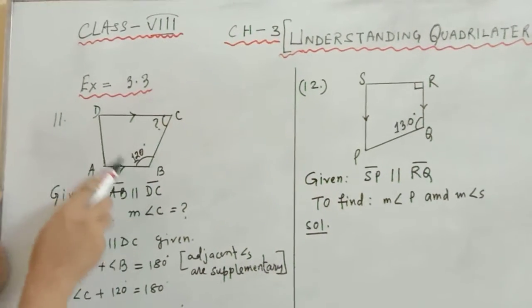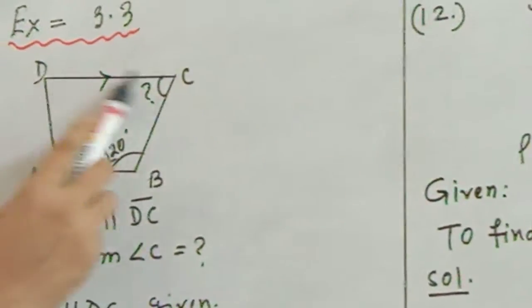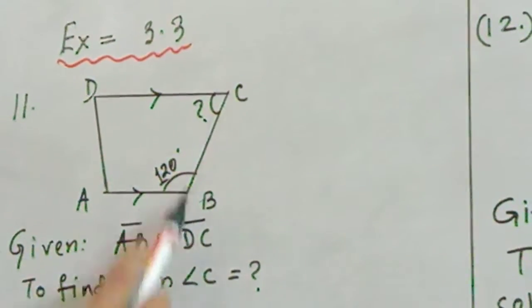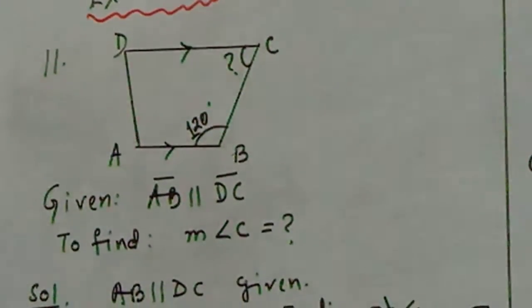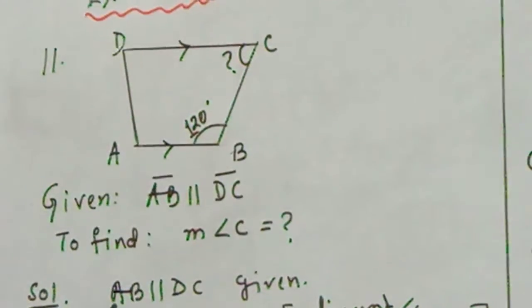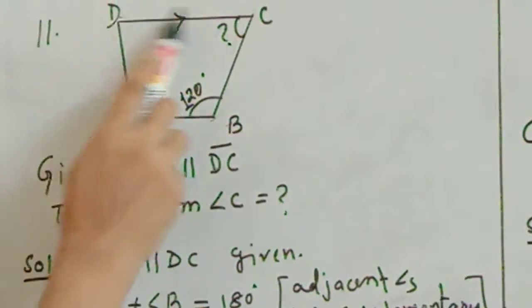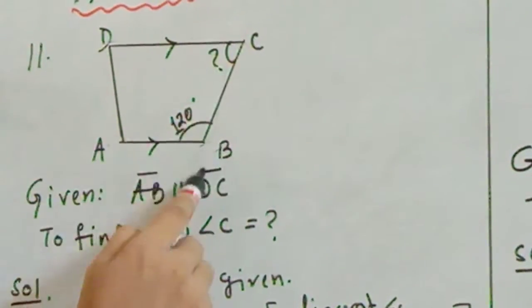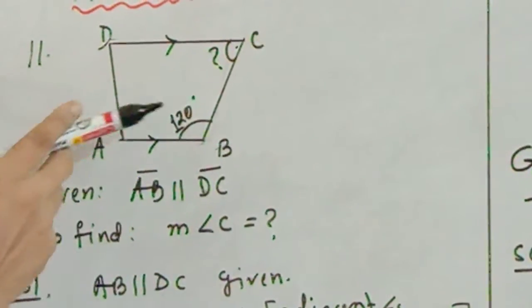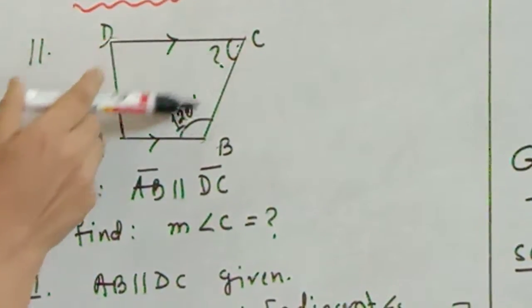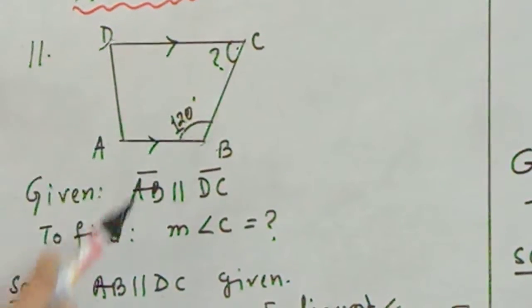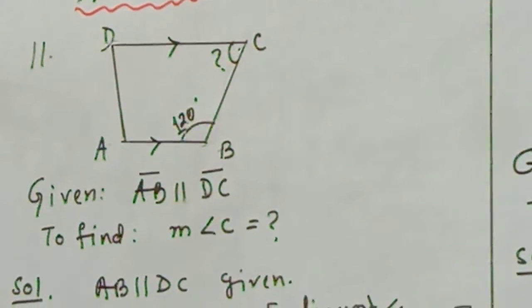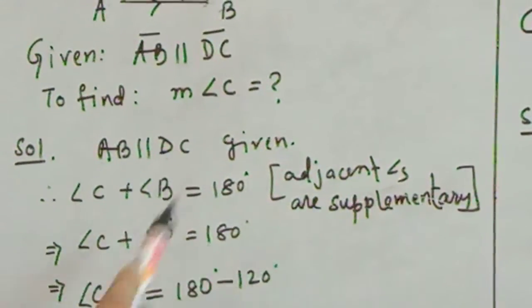Given AB parallel DC, find the measurement of angle C. Angle B is given as 120 degrees. As AB is parallel to DC, CB is the transversal. These two angles are adjacent angles on the same side of the transversal, and you know that their sum will be 180 degrees. So angle C plus angle B is equal to 180 degrees because they are supplementary.